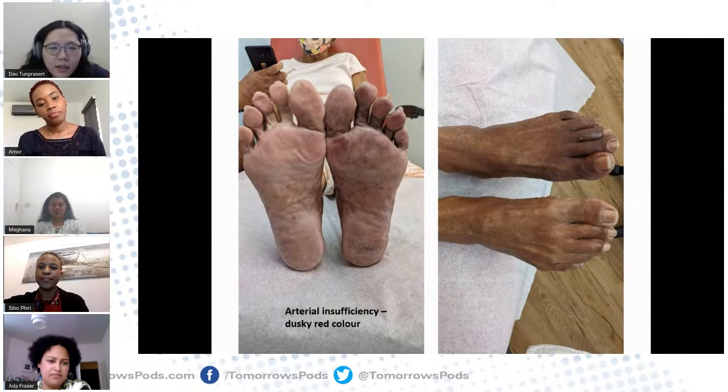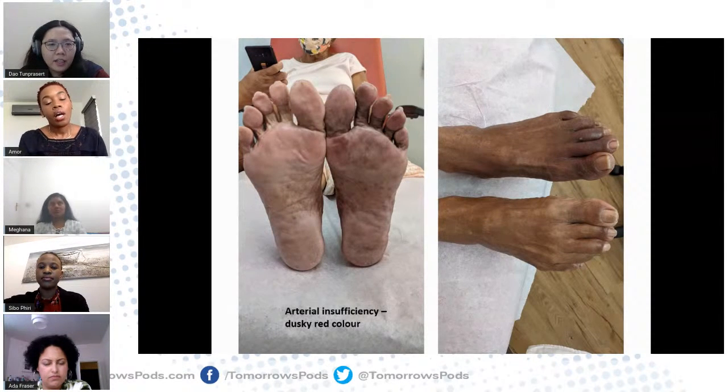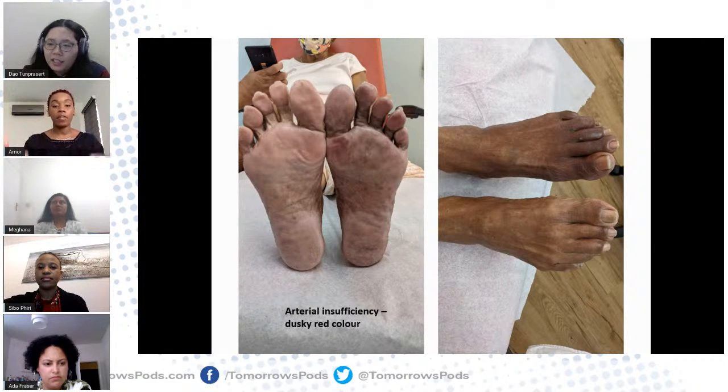That's very interesting. What about the color on the plantar aspect? I see that there are red patches on the first MTPJ area and also around the arch area as well. How did it look in person? When she raised her feet, the longer her feet were up like this, the more red and dusky it became.